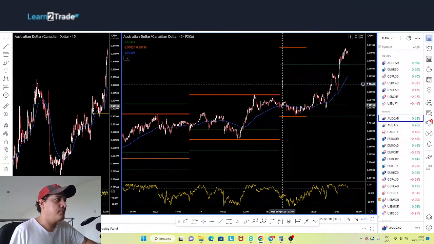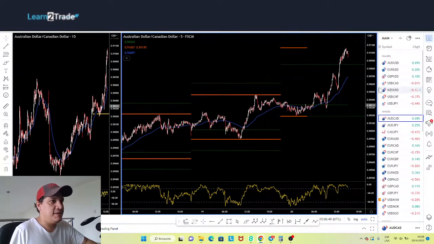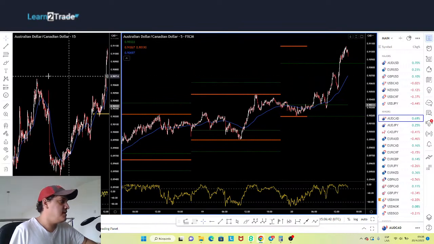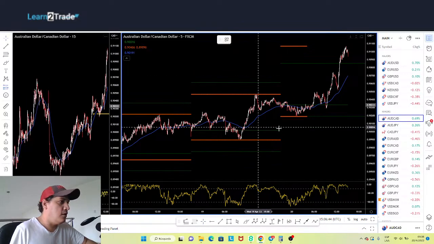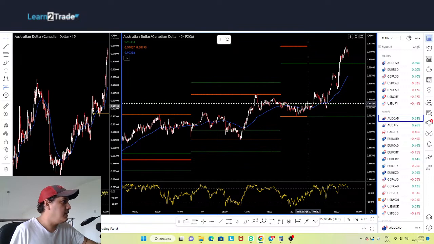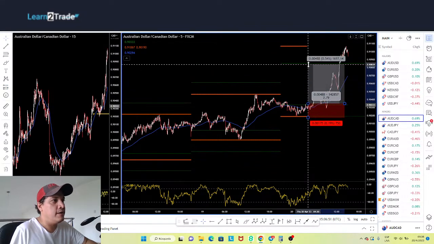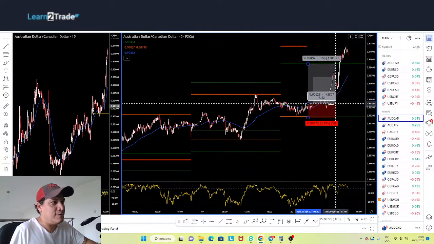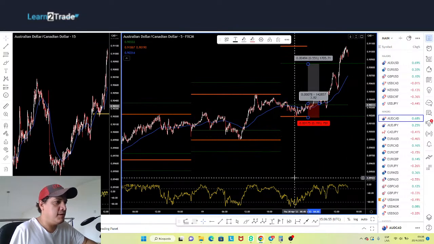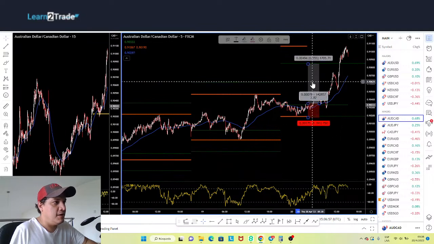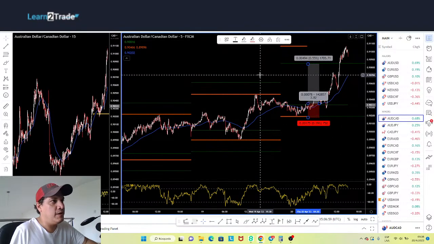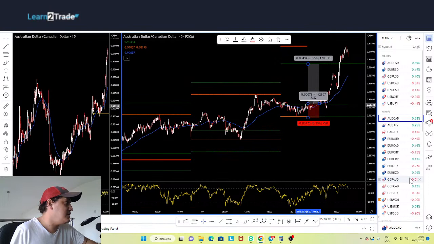This is what I'm talking about. I didn't look at this. This was an amazing trade on the F1 strategy. Long on the Australian dollar, Canadian dollar. I'm not going to share with you why this was a winner on the F1 strategy, but it really was. A 2.82R win on the Australian dollar, Canadian dollar.